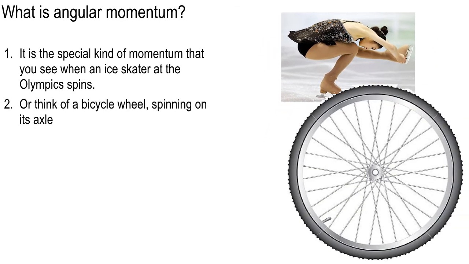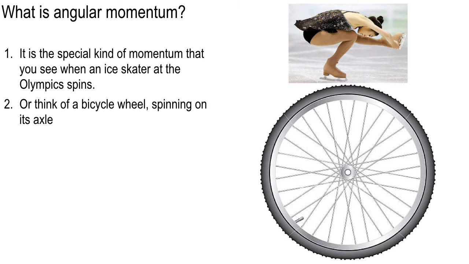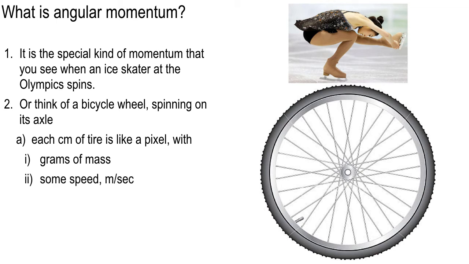Another thing, here's a bicycle wheel. And think about a bicycle wheel spinning on its axle. Okay? Each centimeter of the tire, you can think of it as like a pixel of mass. And it has a distance from the center. Now, if you've ever noticed, a big wheel is sometimes easier to turn than a small wheel. All right? And so every gram of mass on the edge of the wheel, and every part of the wheel, really, the spokes too, has some meters per second of speed.